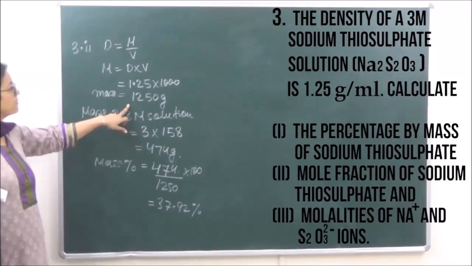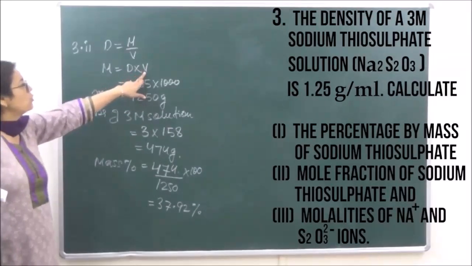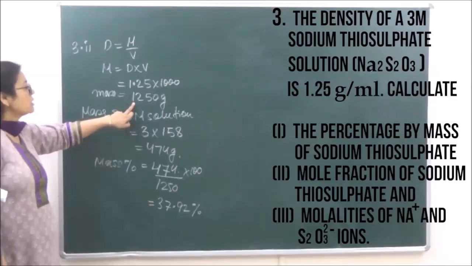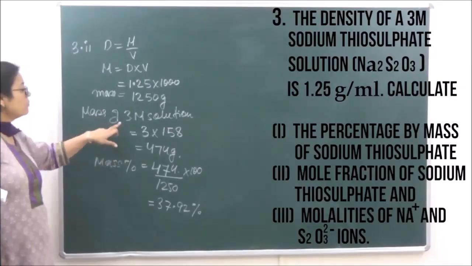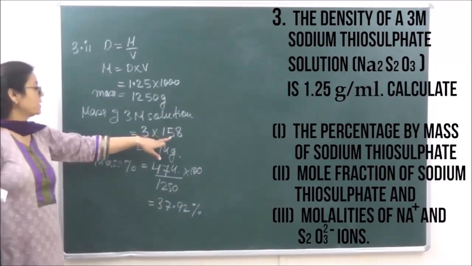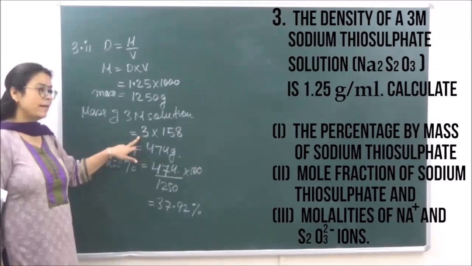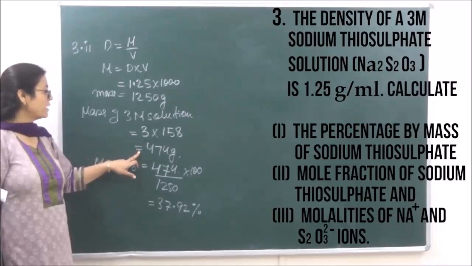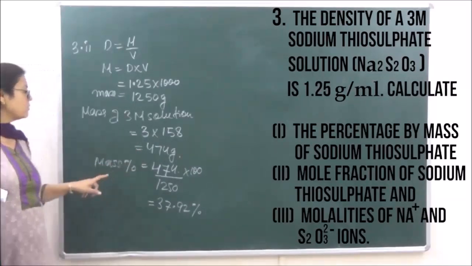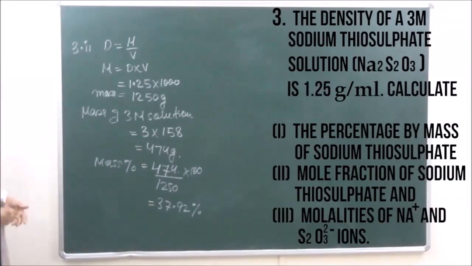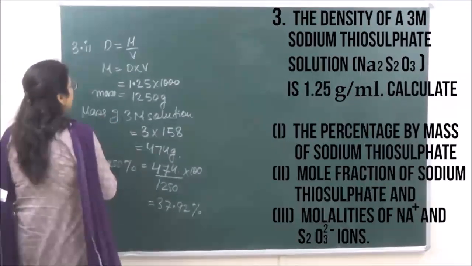So this is the first part of the question, in which we have calculated the total mass of the solution, which is 1250. Density of the solution is given, volume of the solution is given, so this is the total mass. For 3 molar solution, the mass of solute will be molarity into molar mass, so we get 474, and hence we calculate the mass percentage. This is the first part of the question. Let's go on to the second part now.